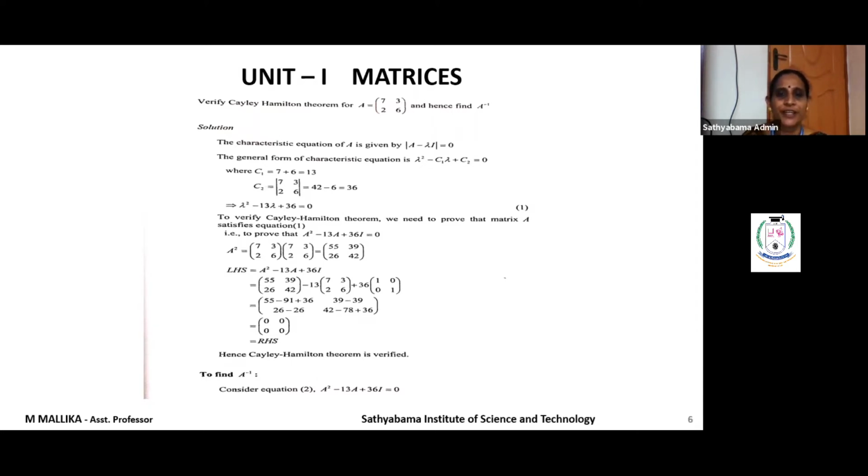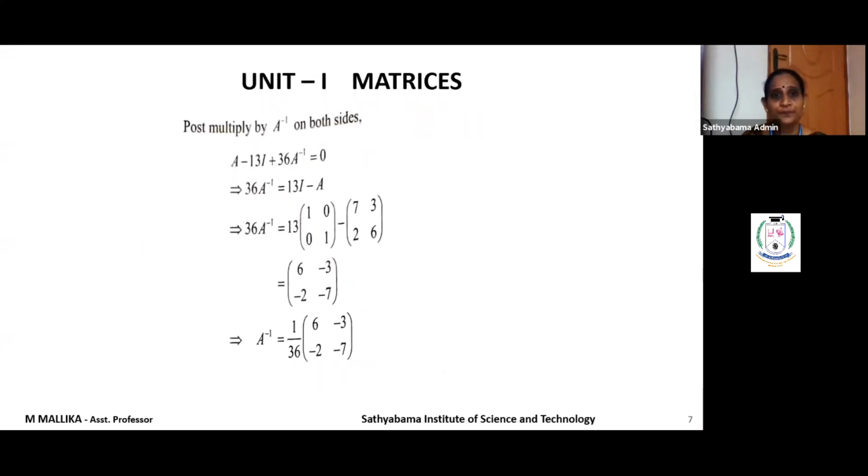So if you are thorough with at least this Cayley-Hamilton theorem, this is going to be a definite question in your exam. So with this, I will move on to Unit 2.